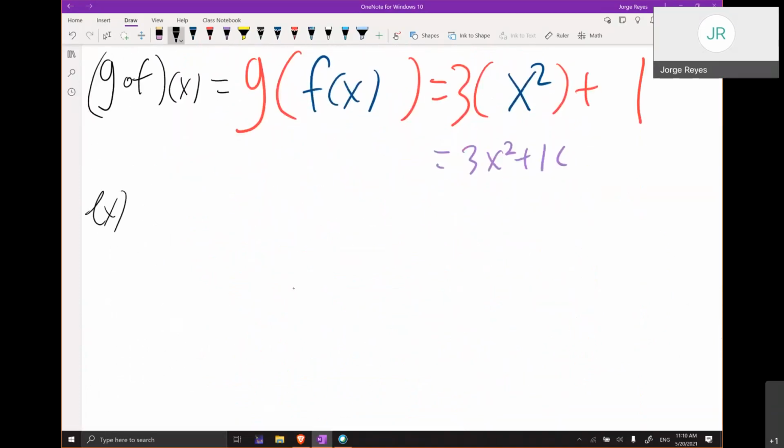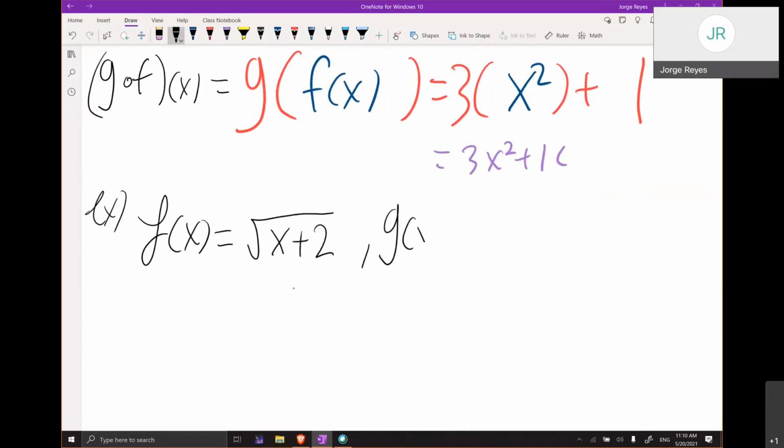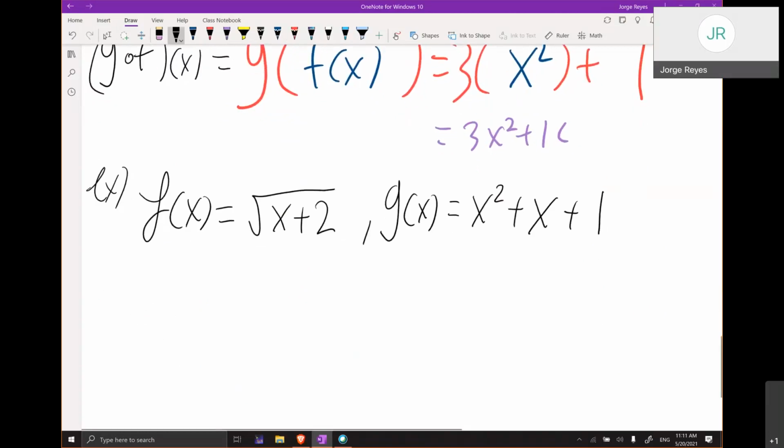Okay, so for f, I'm gonna pick square root of x plus 2, and for g, I'm gonna pick x squared plus x plus 1. Let's do this one as blue. This one will be red. So f of g, or fog, it's also called fog notation. So it's f, and I'm going to stick g inside.